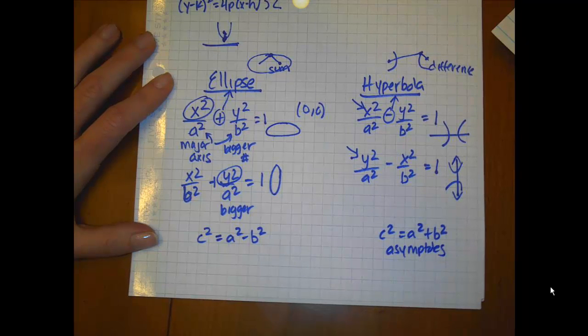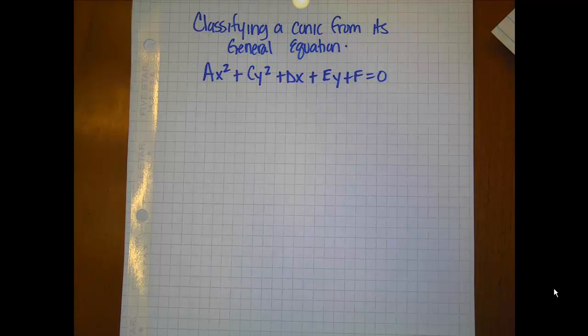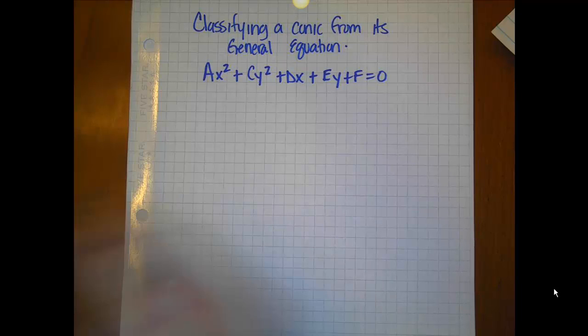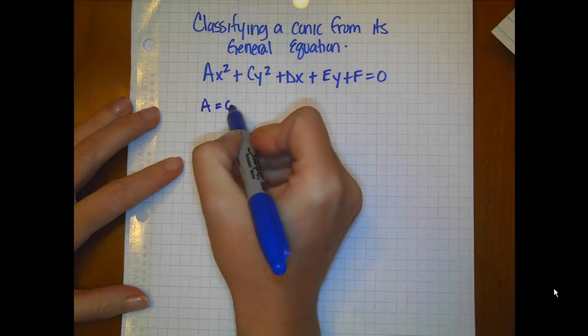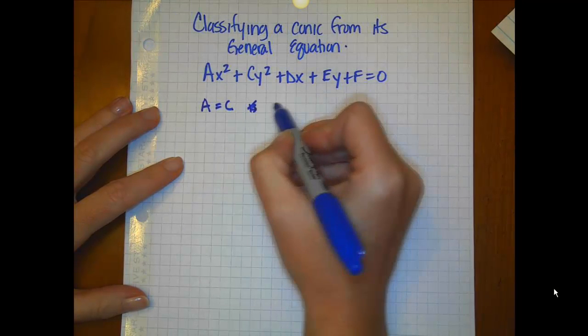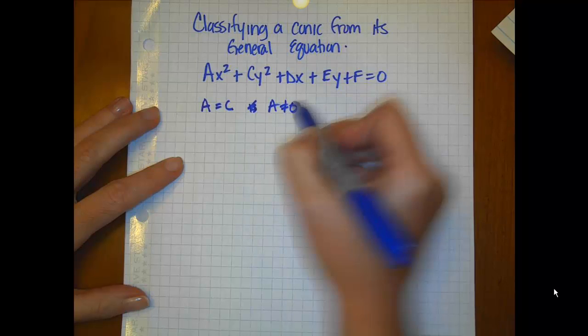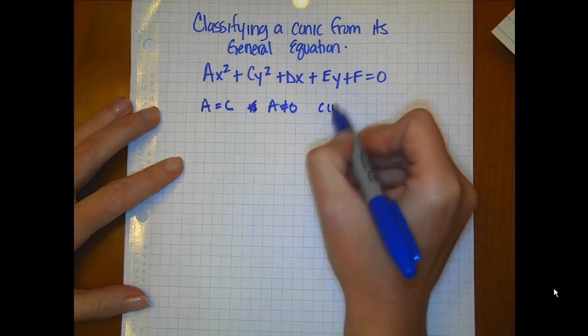Ellipses do not. And our last conversation with this lesson is that you can classify a conic from its general equation. So notice how I have ax squared plus cy squared plus dx plus ey plus f equals 0. If a equals c, and a does not equal 0, this means that you would have a circle.